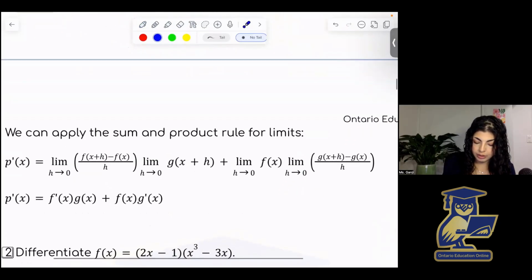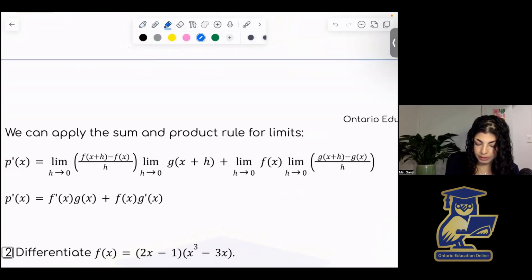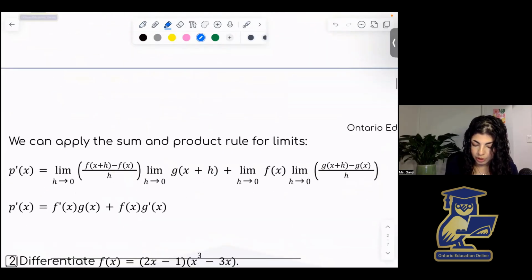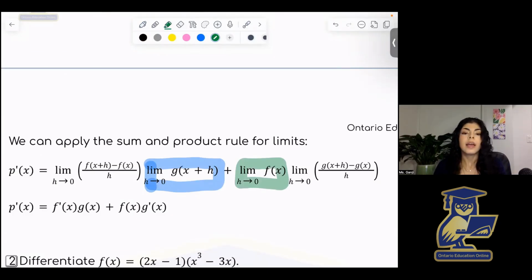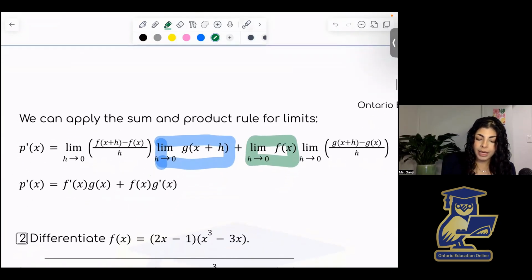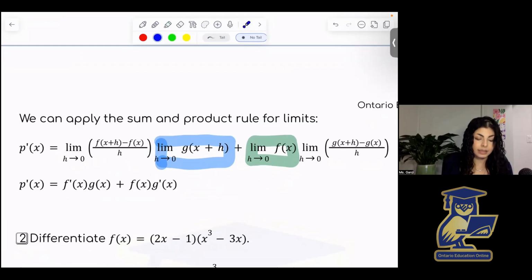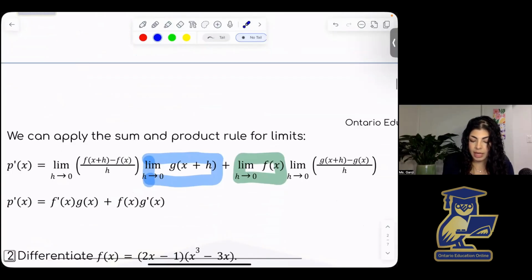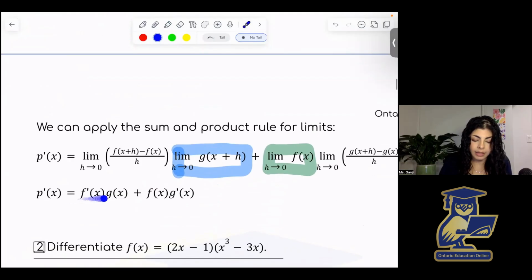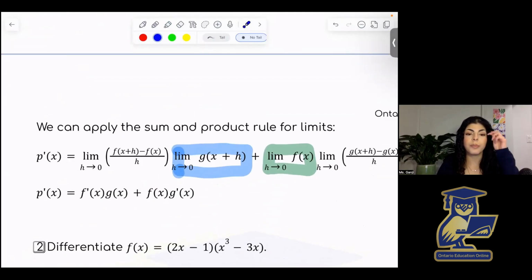This is the two pieces here. This is the g of x plus h, and this is the f of x. And now, by definition, this is the derivative of f of x. And this is the derivative of g of x. And this one, like I just said above, this is just g of x. And this one doesn't even have any h, so it's just f of x. And that's exactly the product rule that we just saw.